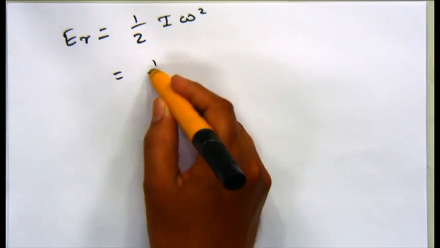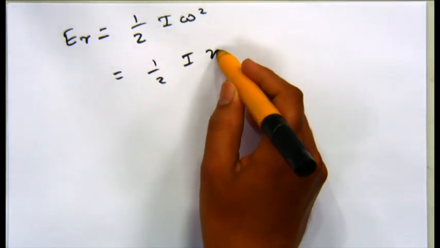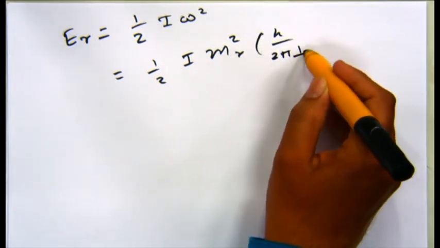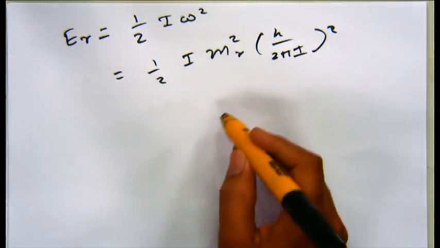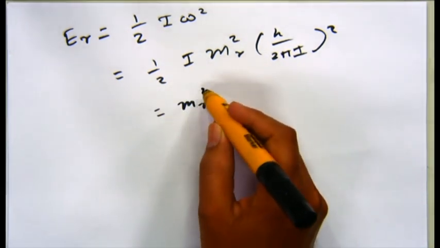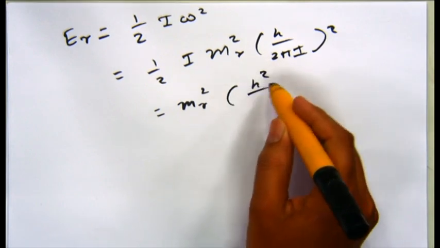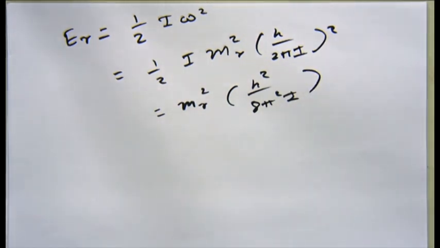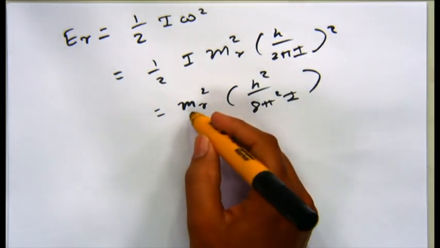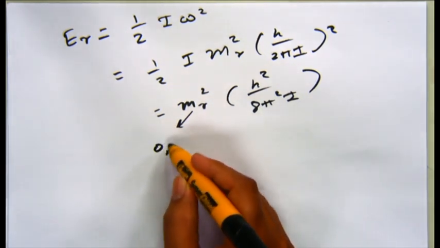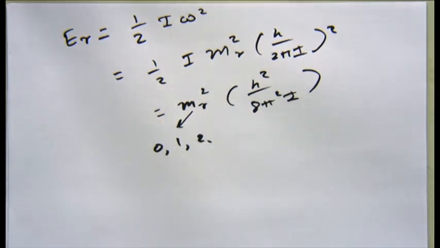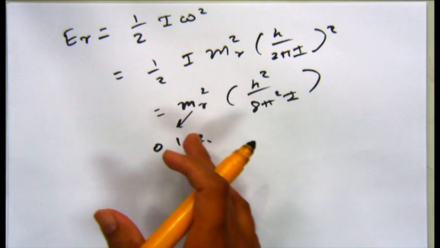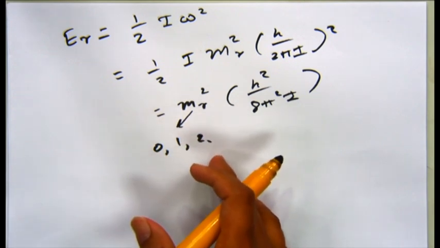So that is equal to half I mr square h by 2 pi I square, and that is equal to mr square h square by 8 pi square I. Here the value of mr should start from 0, 1, 2, 3. So mr can be written as 0, 1, 2, like that, the set of natural numbers.